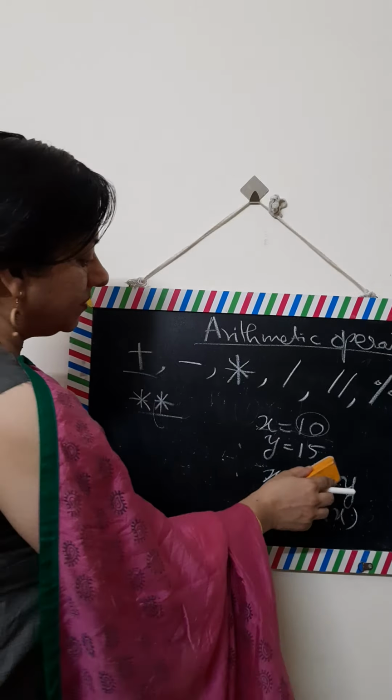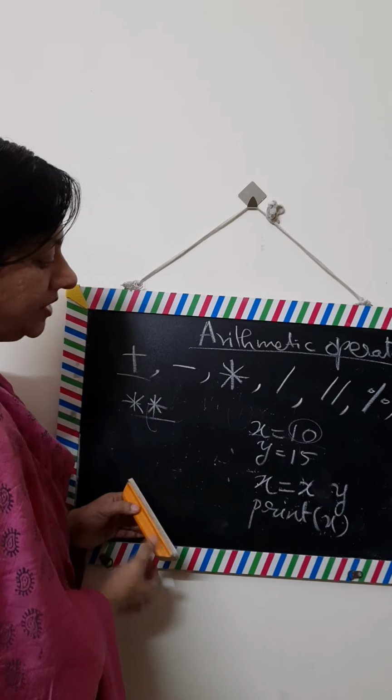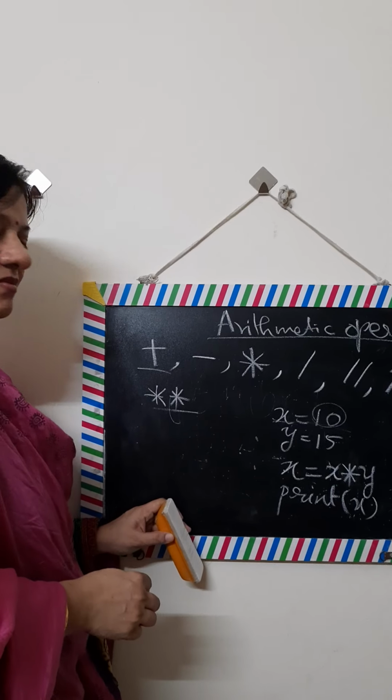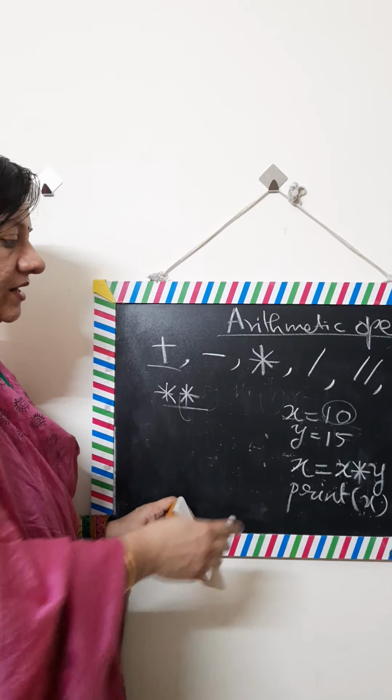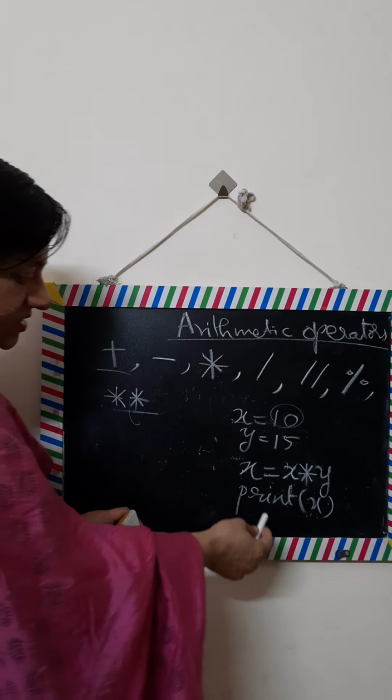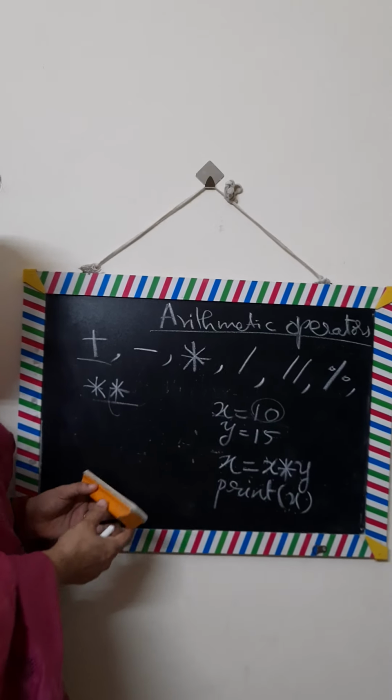Next, coming to multiplication. In order to do multiplying, we are doing the asterisk symbol. Now what is your answer? 10 into 15, which comes to 150. Okay. So you are going to print 150 here.